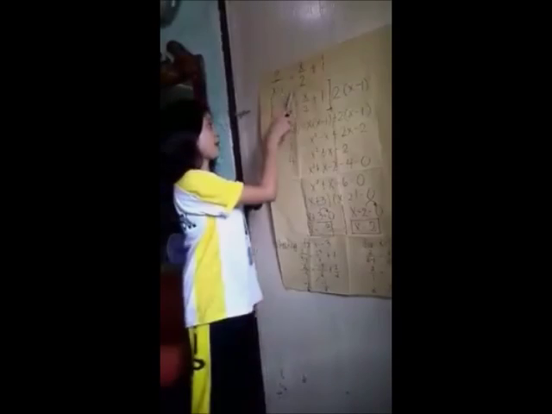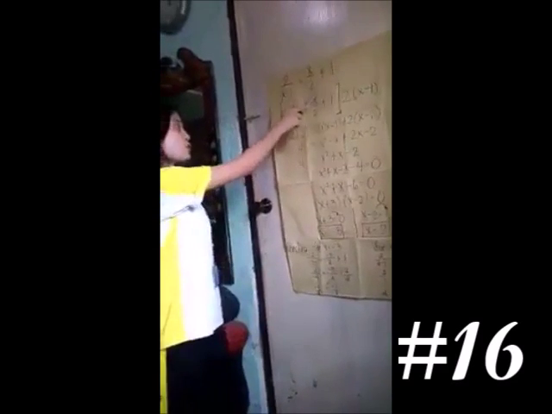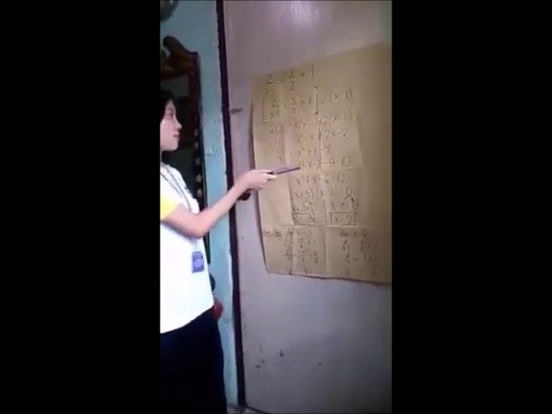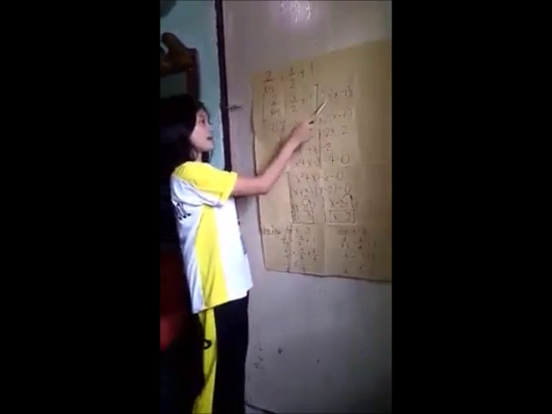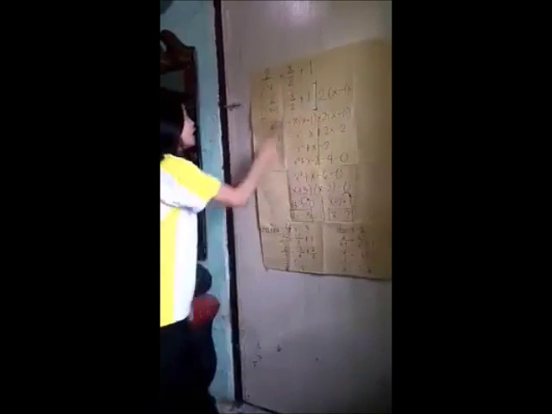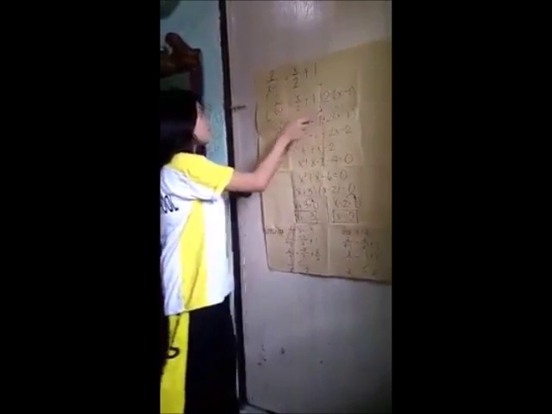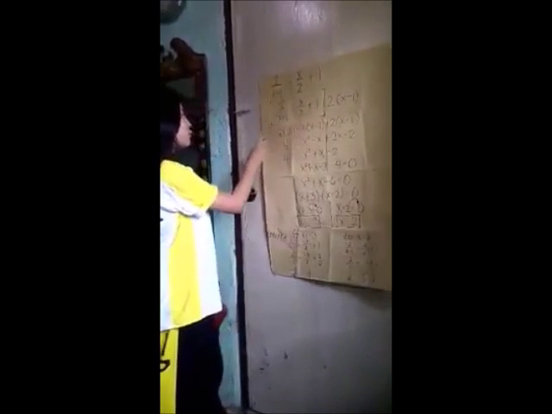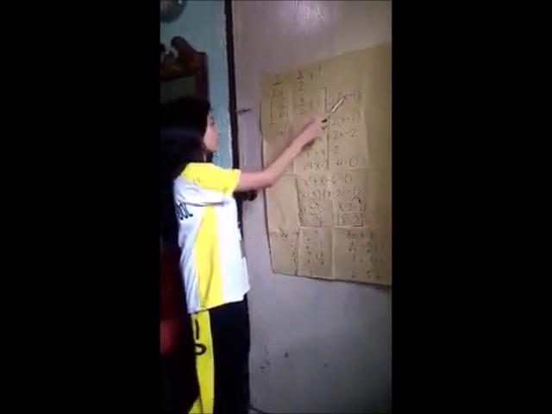2 over x minus 1 is equal to x over 2 plus 1. Kunin natin yung LCD niya, kaya magiging 2x minus 1. 2 over x minus 1 times 2x minus 1. So, cancel natin x minus 1. Kaya yung matitira 2.